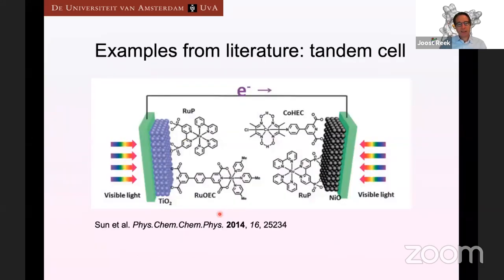And here I show you an example from the Sun Group where he uses a ruthenium dye to absorb the light and a ruthenium complex to do water oxidation catalysis, another ruthenium dye for light absorption, and a cobalt complex for proton reduction catalysis. And this is a standalone device that produces hydrogen and oxygen when you shine light on it.